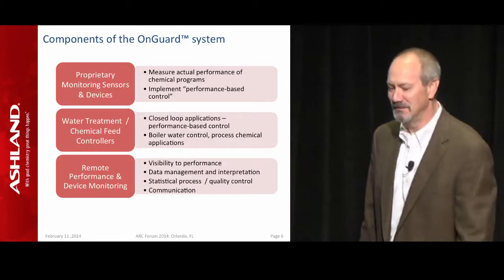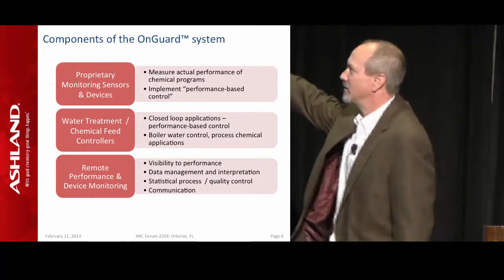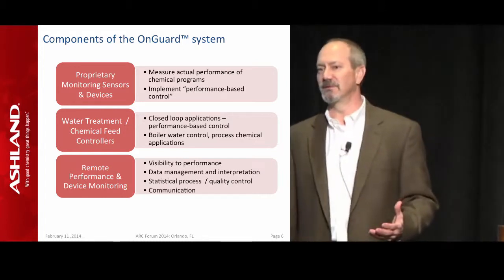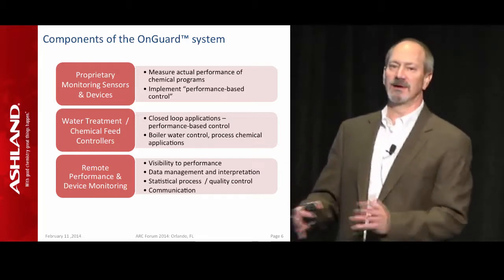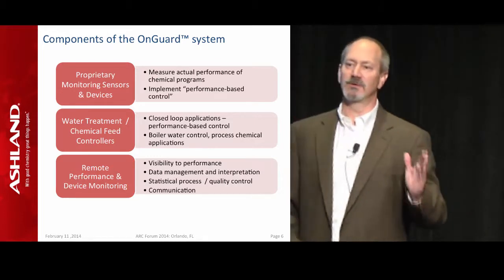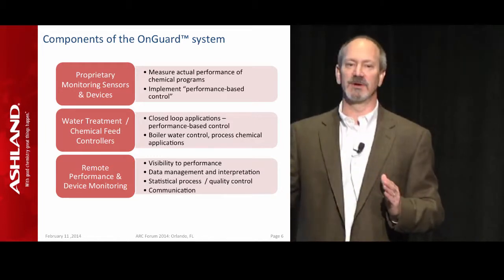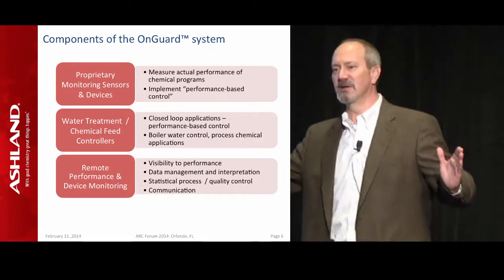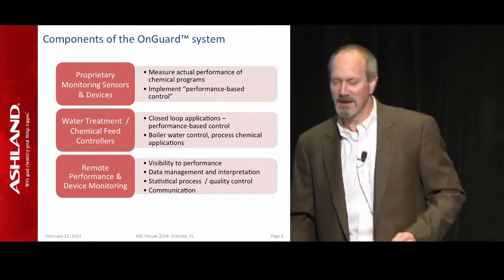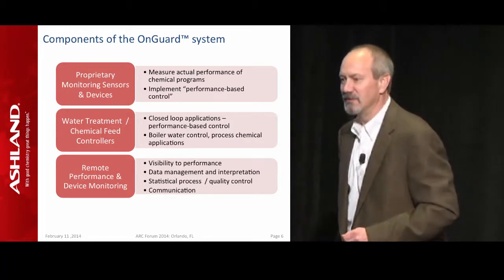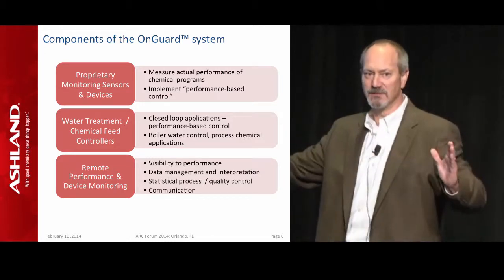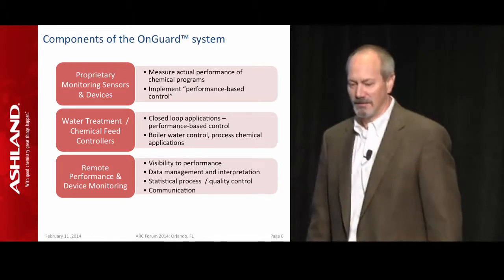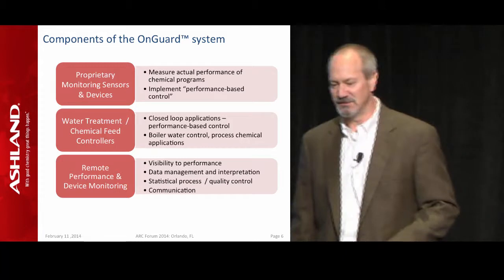The components in this system are, again, these proprietary monitoring sensors and devices, measuring actual performance of chemical programs. A lot of chemistries out there we actually measure by inference. I can say I'm measuring an ORP, and the ORP, or oxidation reduction potential, tells me what my chlorine level is. My chlorine level, if it's high enough, tells me I shouldn't have any microbiological activity. If I don't have any microbiological activity, I shouldn't have any fouling on my heat exchanger. So we're really measuring by inference. What we wanted to do was take that stepwise inference out and actually measure the fouling that's going on. That's some of what we've done from the sensing technology standpoint.